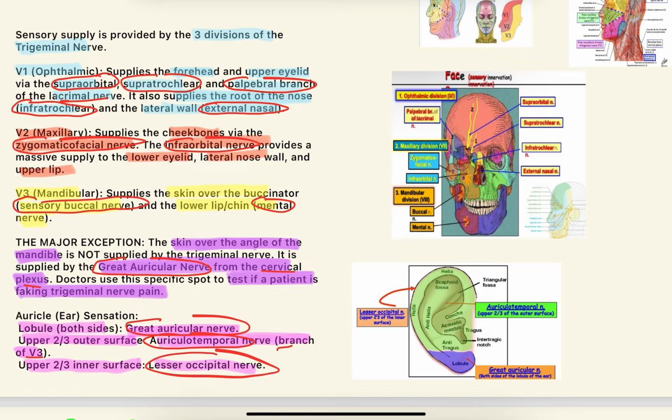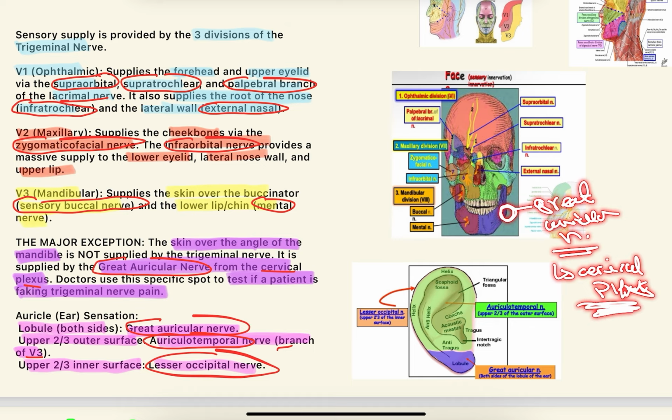Now, it's very important to know that you have here, for example, the angle of the mandible, right? The skin that's overlying this angle of the mandible is not supplied by the trigeminal nerve. It's supplied by the great auricular nerve. And this great auricular nerve comes from what? It comes from the cervical plexus. So the doctors can check this area to see if a patient is faking a trigeminal nerve pain.